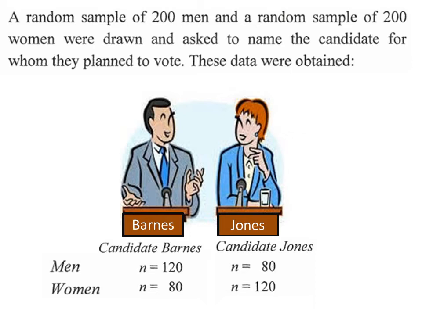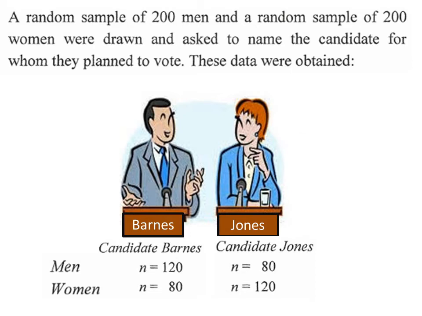And so here again, the participant is classified according to, in this data, whether they are a man or a woman and which candidate they plan to vote for. So as you can see, a random sample of 200 men and a random sample of 200 women were drawn, and they were asked to name the candidate for whom they planned to vote.